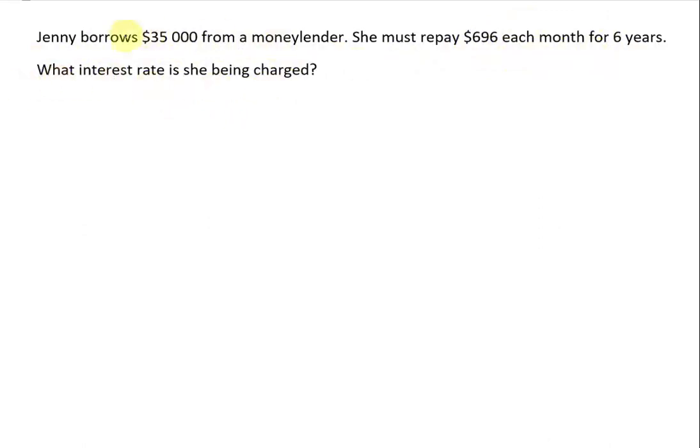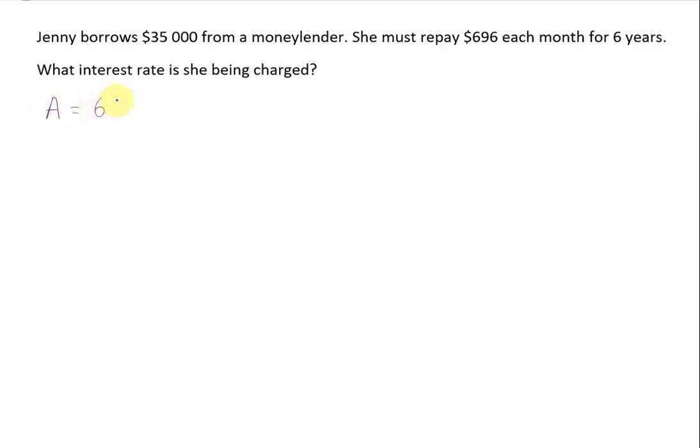To know the interest rate we're being charged, we need to know how much interest Jenny is being charged. And to know how much interest she's being charged, we need to know how much she's paying altogether. We know the principal, so the difference between the principal and what she's paying altogether on her loan is all interest. So that's what we need to find. Let's start by calculating the total amount that Jenny pays on her loan altogether.